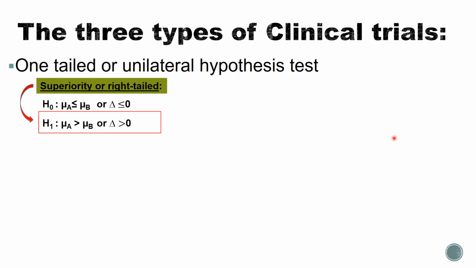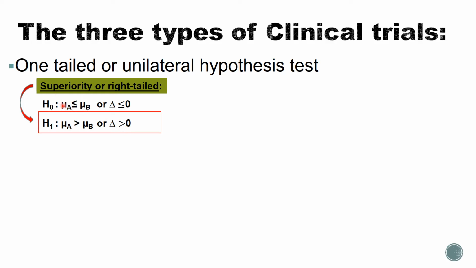Now, as I said, if the alternative hypothesis, which is our research hypothesis, is, for example, that treatment A is better than treatment B, in other words, treatment A is more efficient than treatment B, what it simply means is that the difference between the efficacy of treatment A and treatment B would be what? Greater than 0.